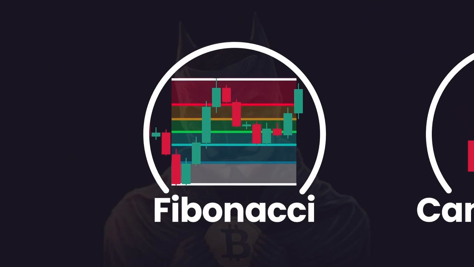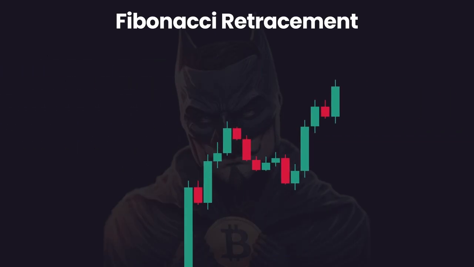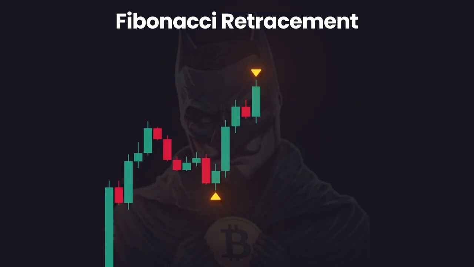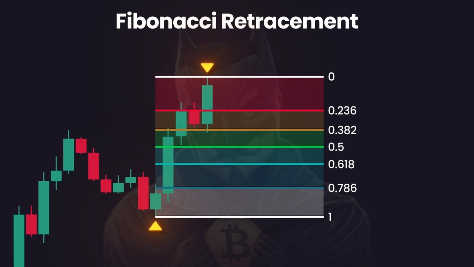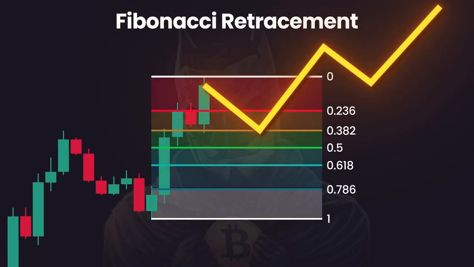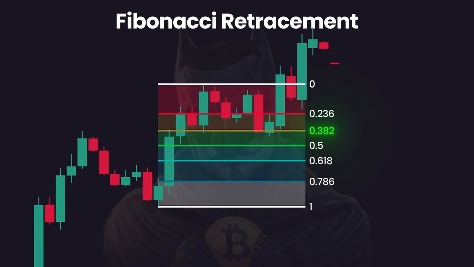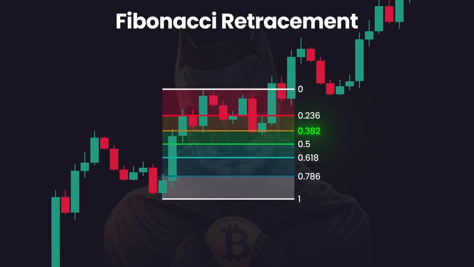Fibonacci retracement. Fibonacci retracement is a tool that plots horizontal levels based on Fibonacci ratios. Traders usually apply it by identifying a swing low and a swing high, then drawing the tool between those 2 points. Once the tool is placed, it highlights levels where price may pull back before continuing in the original direction. Some of the most watched levels are 0.382, 0.5, and 0.618. Many traders pay close attention to the 0.382 level because shallow retracements often reverse from there in strong trends.